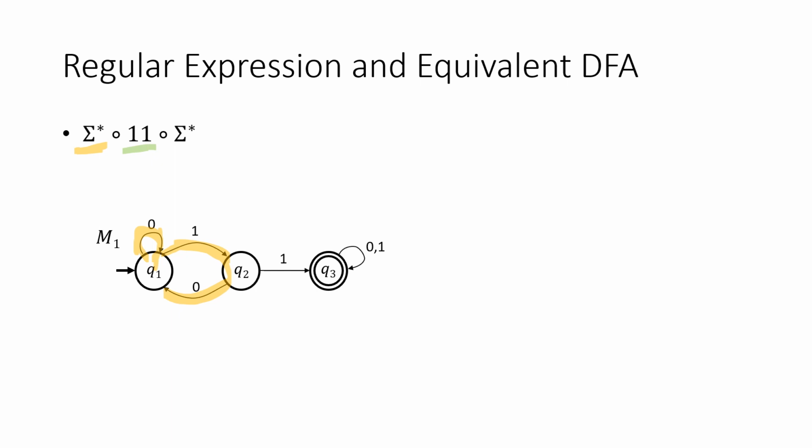Next, I have 11. So the second that I see 1, and then another 1, I can go forward into Q3. And then at the end, I have sigma star. So I've already accepted this string, but I can have any number of zeros and ones after that, which is what this last part indicates. So this is how you can see that this happens to be a DFA that's equivalent to the regular expression.